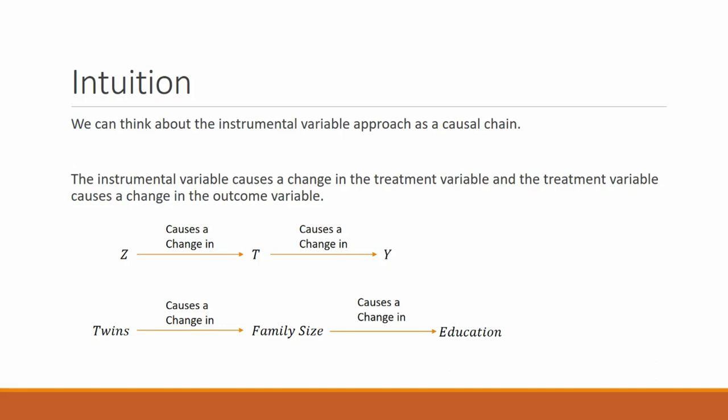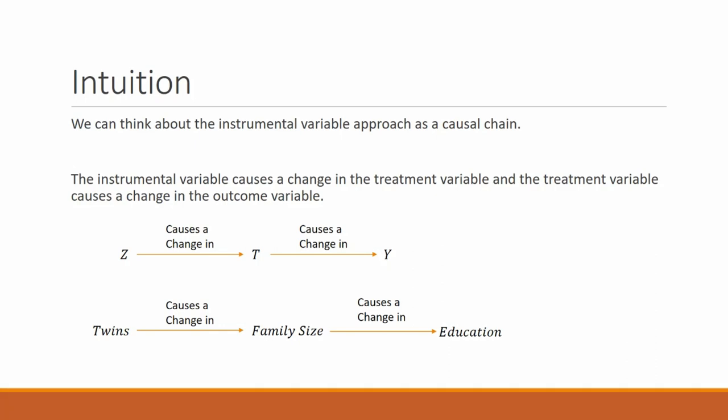So using the example that we did above, we're basically saying that if a family has twins, this is our instrument, that if a family has twins, that causes the family size to be larger. And then we're saying that the family size has an impact on education.